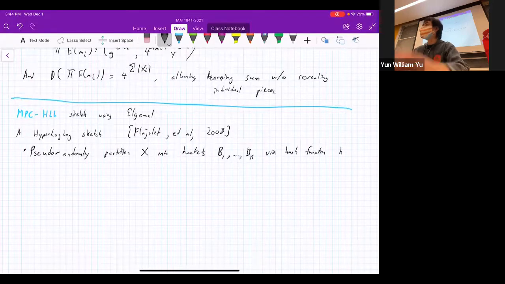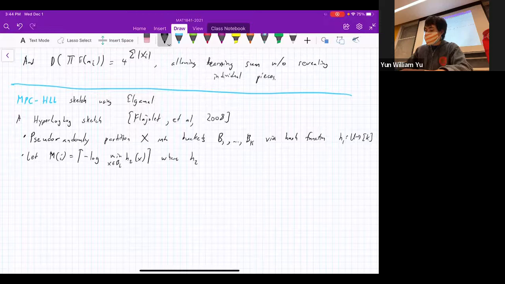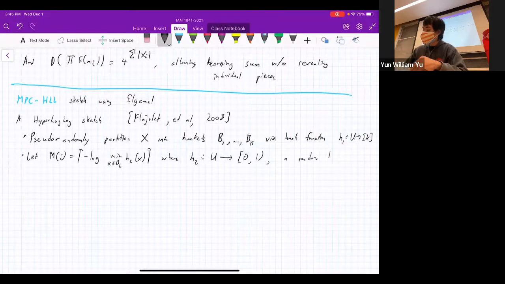Here, again, we're working with pseudo-random hash functions as opposed to cryptographic hash functions, H1 from U to K, though in practice many people just use a single hash function for all of it. We do that, and then we let mi be equal to the ceiling of minus log of the minimum over x in Bi of H2 of x, where H2 is a random hash function onto the unit interval.